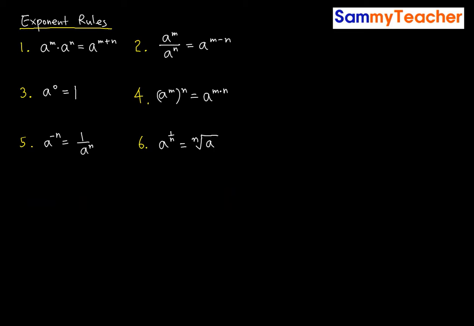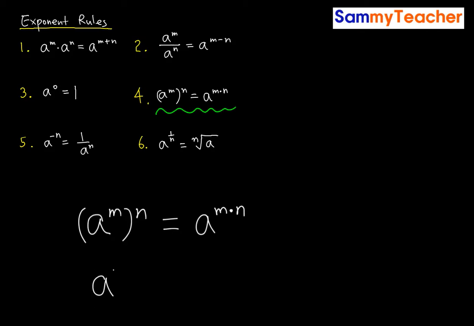Now the fourth rule is simple too. It says when you have a certain base to the power of m and the whole thing to the power of n, it's telling us to multiply the exponents. Let me plug in 3 for the m and 2 for the n.